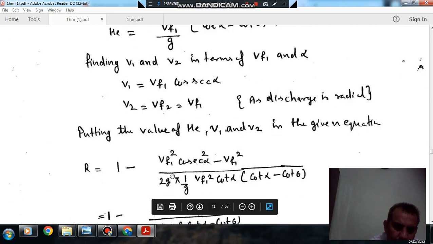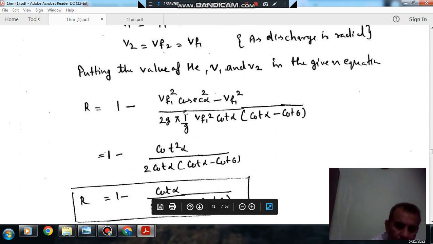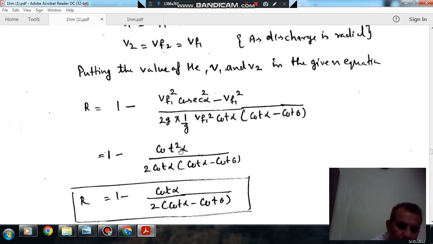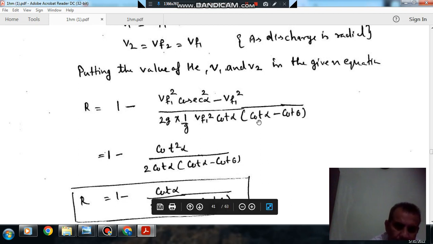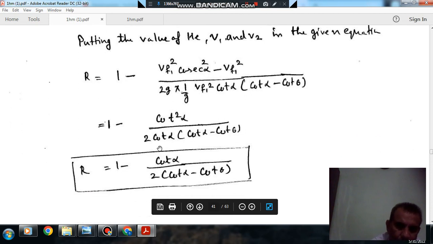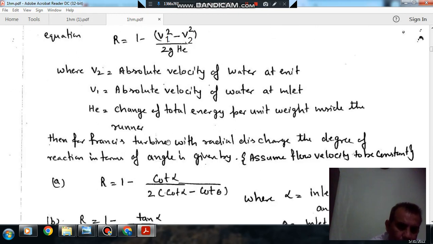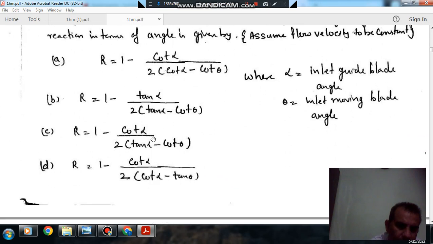Here it is 2g and it is 1 by g. Vf1 square cot alpha minus bracket cot alpha minus cot theta, and cosecant square alpha minus 1 is your cot square alpha. So it is cot alpha, then cot alpha minus cot theta. So cot alpha will cancel out, and it will be 1 minus cot alpha by 2 (cot alpha minus cot theta). So the answer will be option B.